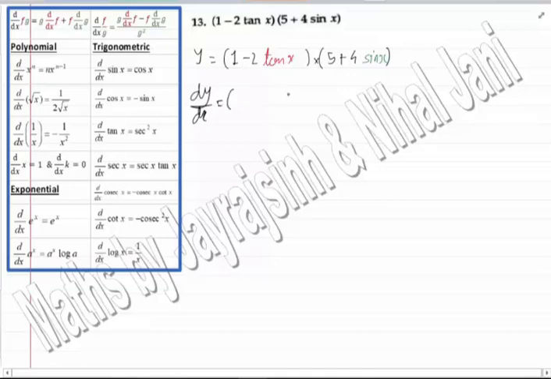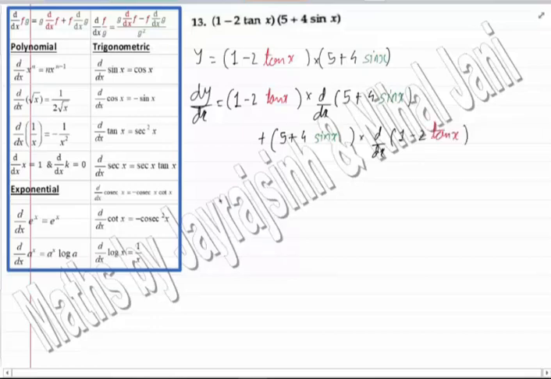So let's do it. Our first bracket is as it is. We have to focus on the differentiation of the second bracket, plus our second bracket as it is. We have to differentiate the first bracket. Okay, so let's do it. Our first bracket as it is. Let's differentiate this second bracket.